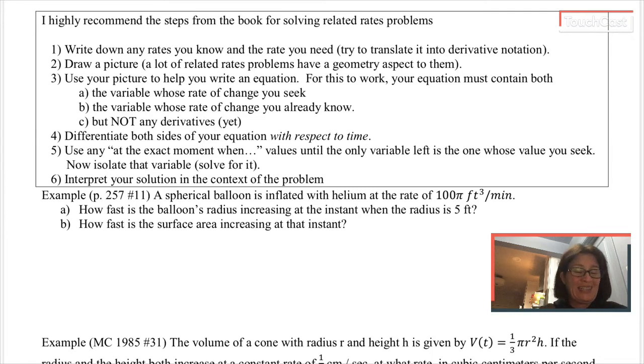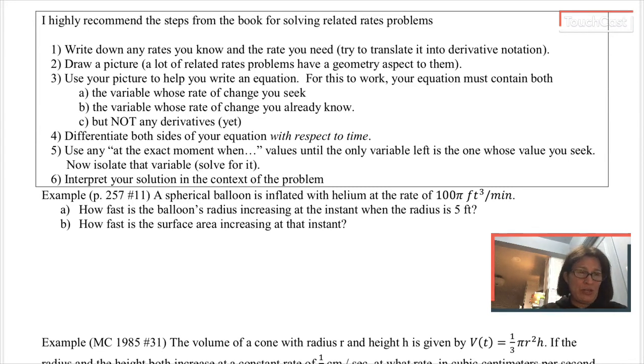Once you've taken the derivative of both sides of that equation, you should have in your new equation an expression for any rate you already know and an expression for the rate that you're looking for. So in the problem we just did, we started with v equals 4/3 pi r cubed. Took the derivative of both sides with respect to time. So we had a new equation that contained both dv/dt, the thing we were looking for, and also dr/dt, a rate that we already knew.